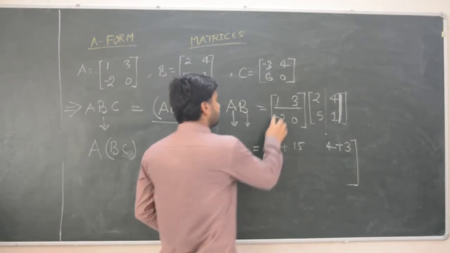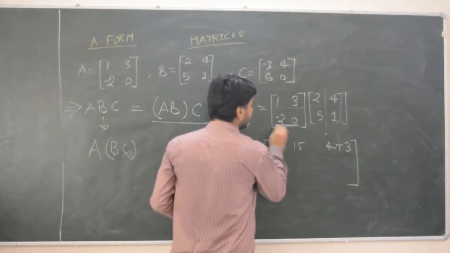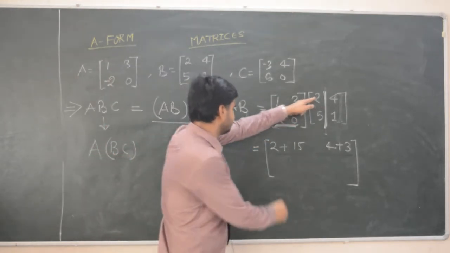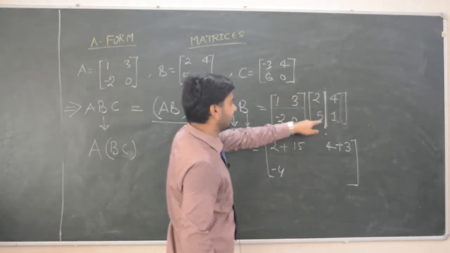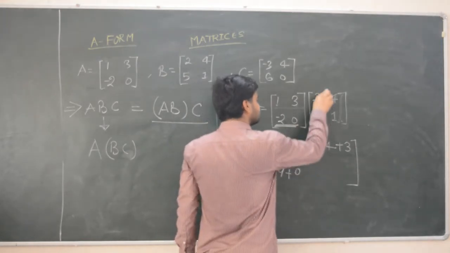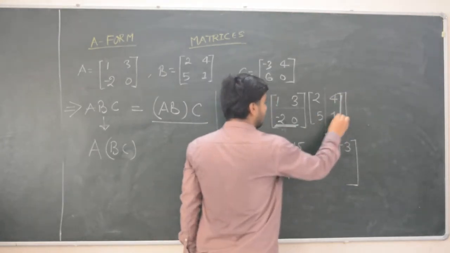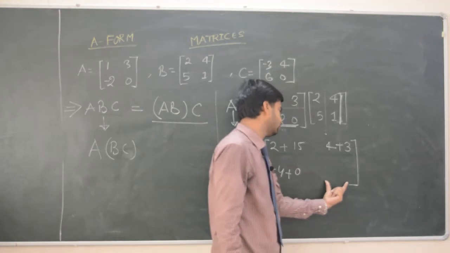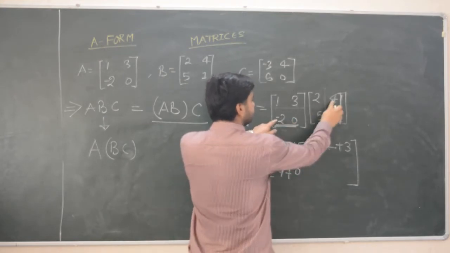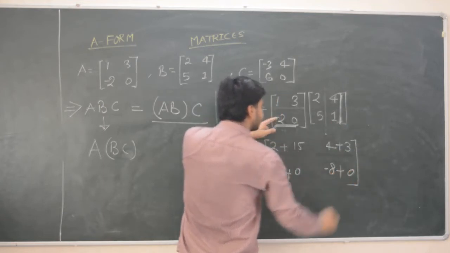Now we will multiply the second row with the first column. So we will get minus 2 into 2, that is minus 4, and 0 into 5, that is 0, and we will write a plus sign in between. Now the second row is multiplied with the first column, so we will now multiply the second row with the second column, and the element will be the 2, 2 element. Multiplication of this row with this column gives minus 2 into 4, that is minus 8, and 0 with 1, that is 0, with a plus sign in between.